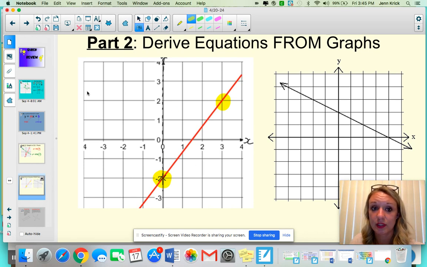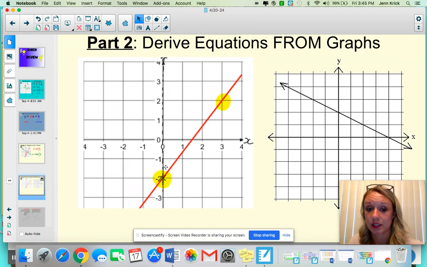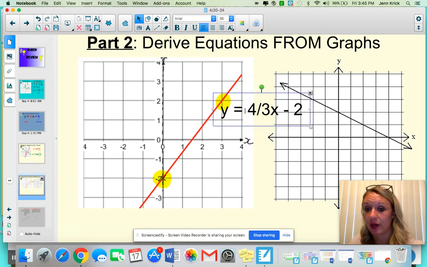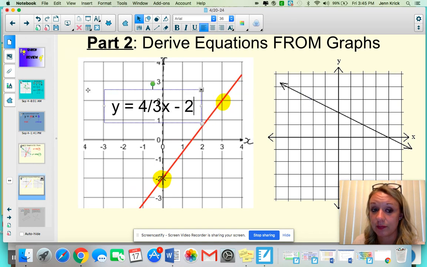So if I was writing the equation, I know that I need to find my slope first. So I'm going up 1, 2, 3, 4 over 1, 2, 3. So when I put that together in the equation, it's going to look like this. Y equals 4/3 x, because my slope was 4/3, I went up 4, right 3, minus 2, because my y-intercept is -2. And that's the equation for that line.